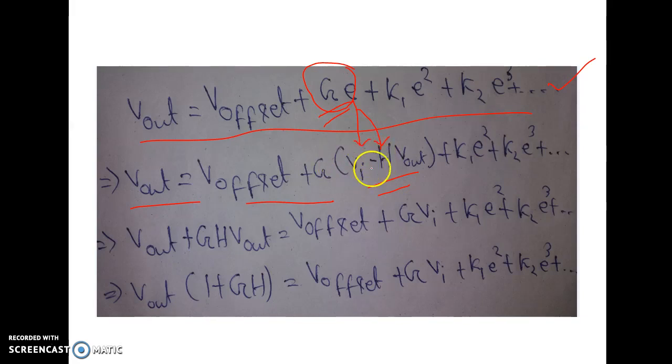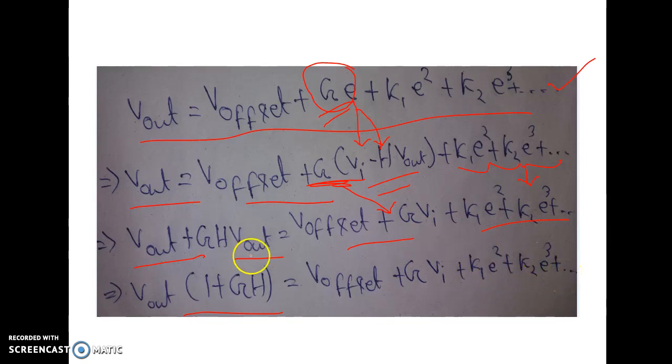Now just split this, you will get G into Vi minus G h V output. Take the term G into H into V output to the left hand side, and you will get V output plus GH into V output is equal to V offset plus G into Vi, plus K1 into E square plus K2 into E cube plus this, all the nonlinear terms will come here. Clear? Now take V output common in the left hand side, and we will get V output into 1 plus GH equal to V offset plus G into Vi plus these nonlinear factors, that are K1 into E square plus K2 into E cube plus dot dot.